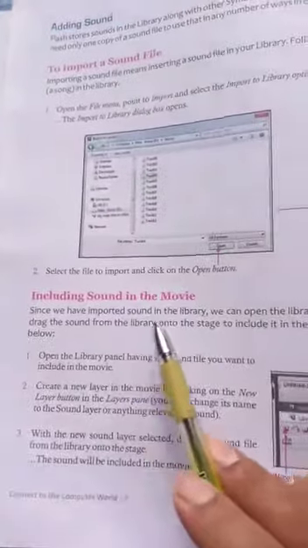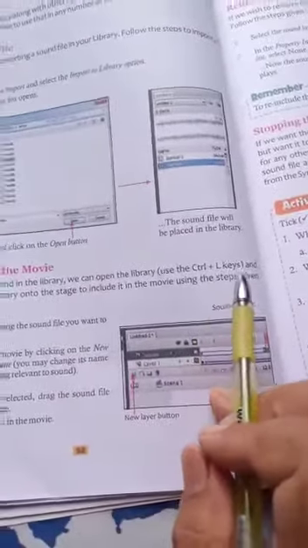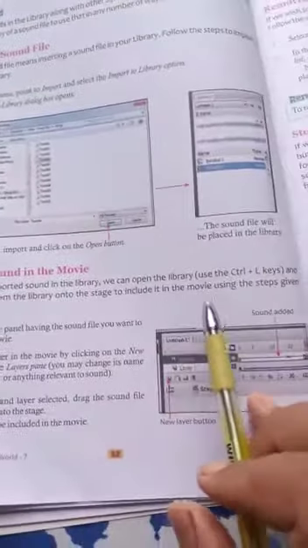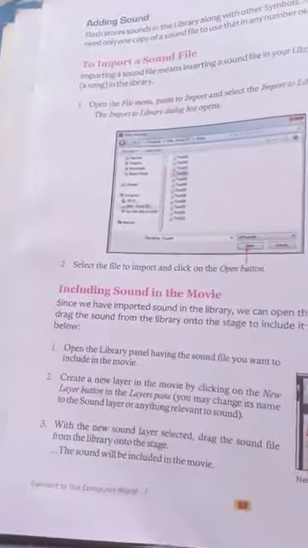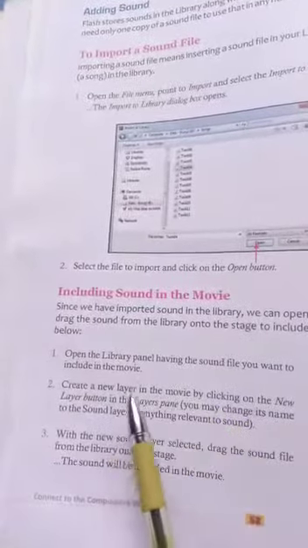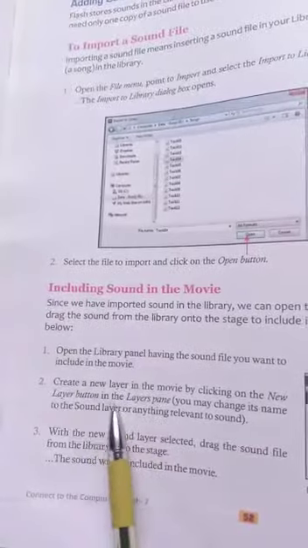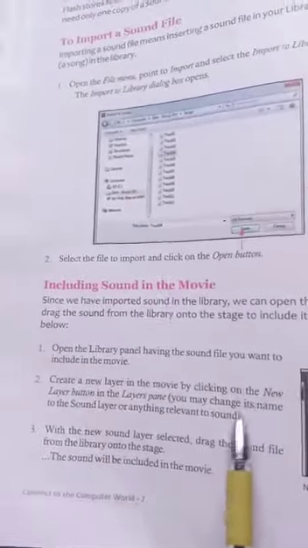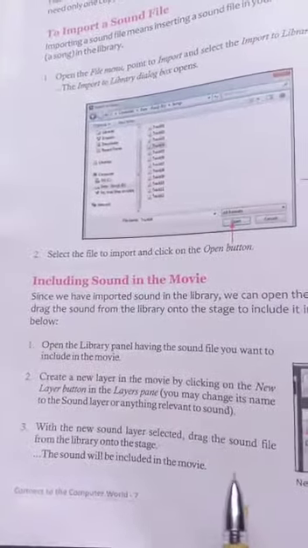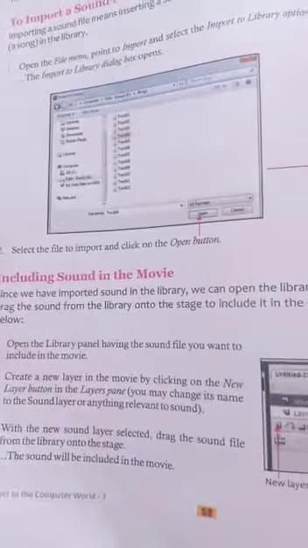Including sound in the movie. Since we have imported sound in the library, we can open the library with the Ctrl+L keys, and drag the sound from the library on the stage to include it in the movie using the steps given below. So you have to open the library panel having the sound file you want to include in the movie. Create a new layer in the movie by clicking on the new layer button in the layers pane. With the new sound layer selected, drag the sound file from the library onto the stage. The sound will be included in the movie.